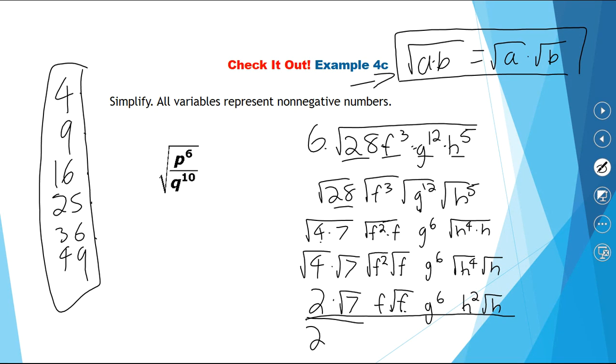Alphabetical order is usually helpful as well. 2 is outside of the radical. I have an f outside the radical. I've got a g to the 6th and an h to the 2nd. So g to the 6th, h to the 2nd, outside the radical. So I'm going to just go ahead and write those first.